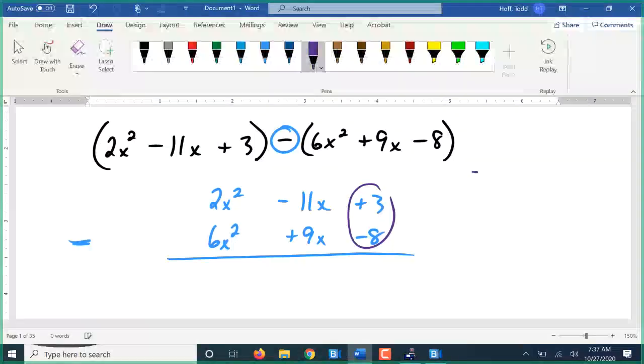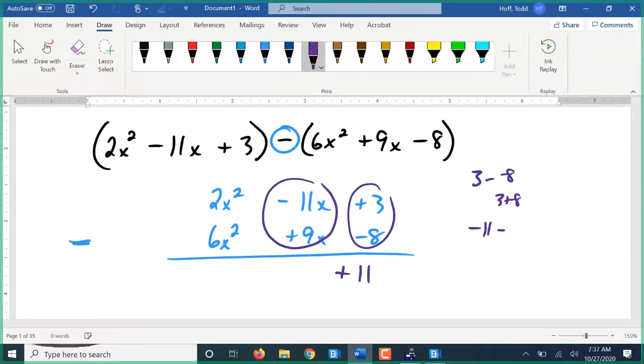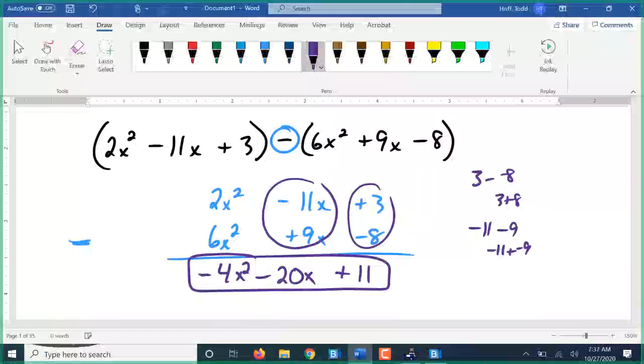So 3 minus the negative 8 is 3 plus 8, so that's just a positive 11. Negative 11x minus 9x. So negative 11 minus 9 is negative 11 plus a negative 9, or a negative 20x. And 2x squared minus 6x squared is negative 4x squared. So we have negative 4x squared minus 20x plus 11.